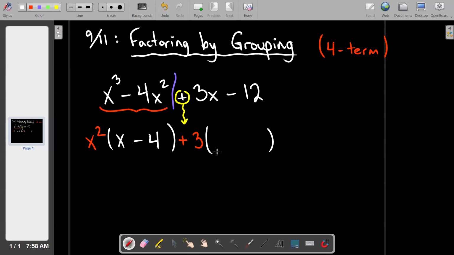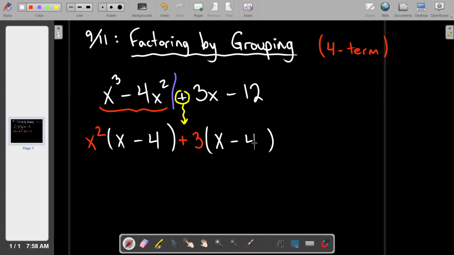So you just have to keep asking yourself, if I pull out or divide this much, what's left? If I had 3x and I pull out 3, what's left? X. Correct. And if I had minus 12, what's left? 4. Good.